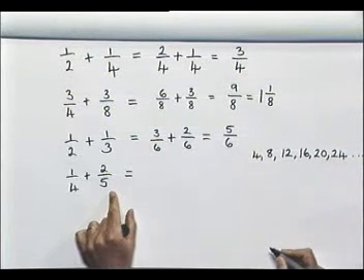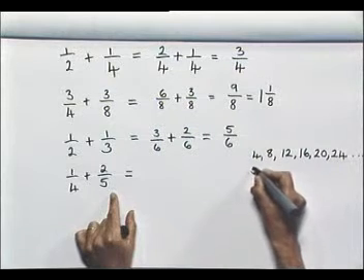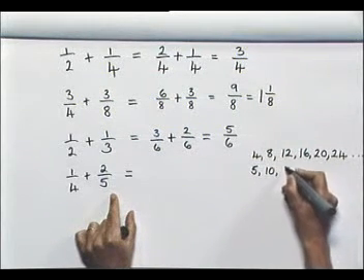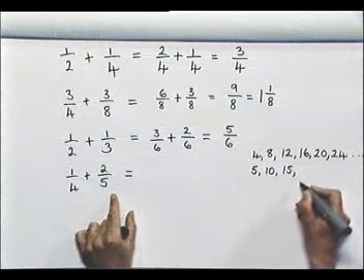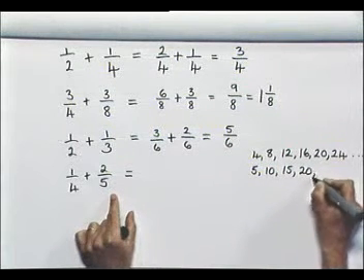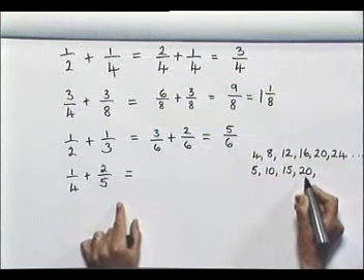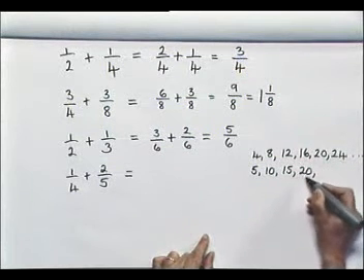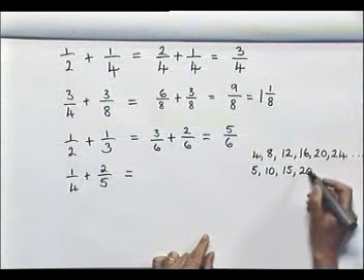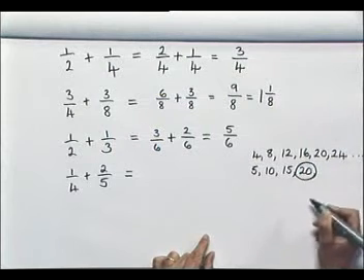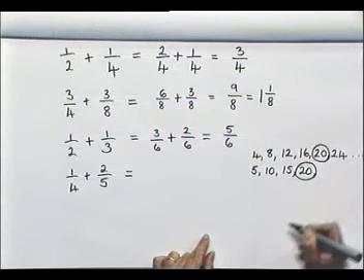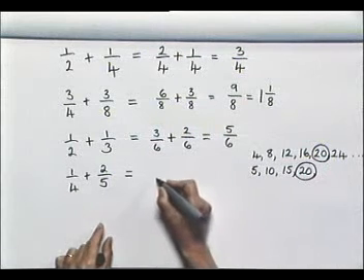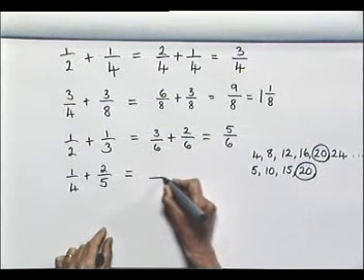And let's have a look at numbers that 5 fits into. Well, there's 5, 10, 15, 20. I can stop there because I've now found a common number, one that's in both the 4s and the 5s. So 20 is our common denominator.